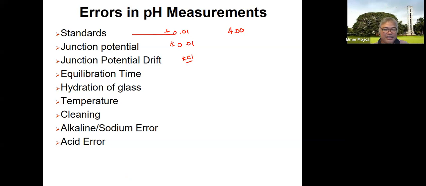So ano usually mangyayari? The salt bridge can interact maybe with what? Ano yung common sa salt bridge tsaka sa reference electrode? That one. So if there are changes in the KCl concentration and the silver chloride concentration, it can cause drift by slow changes in that concentration. So the way you're going to fix it is you will calibrate.